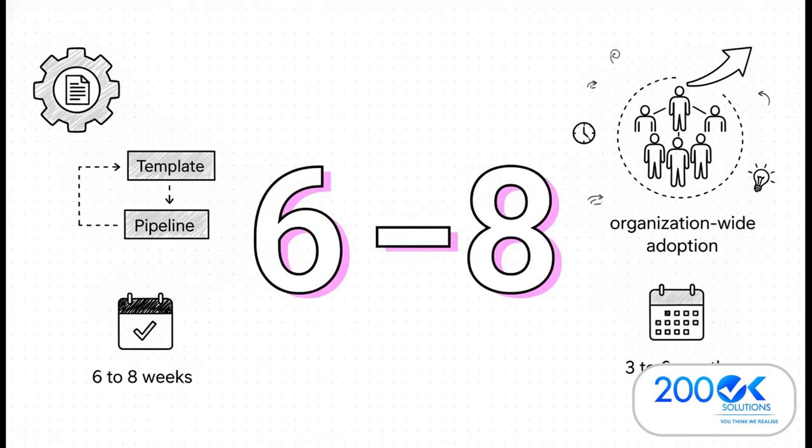So let's talk numbers. What about the timeline? The hard data shows that building a production-ready catalog, complete with 2 or 3 solid templates and a working TechDocs pipeline, takes about 6 to 8 weeks. But a quick reality check here. Getting full org-wide adoption typically takes 3 to 6 months, heavily depending on the size of your team. So buckle up. It's definitely a journey, not an overnight switch.